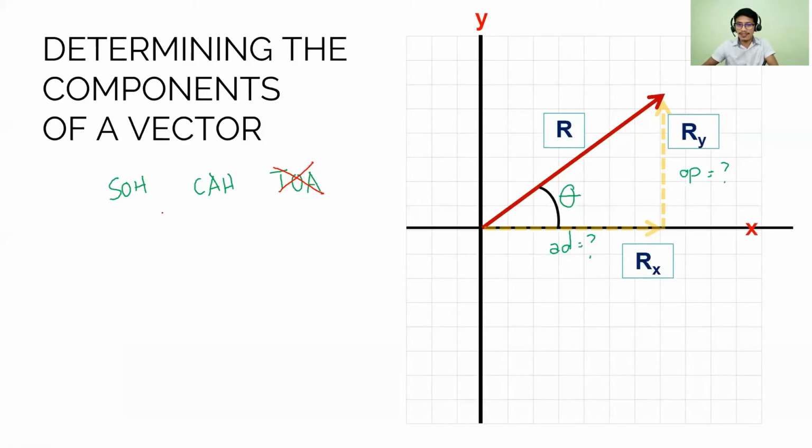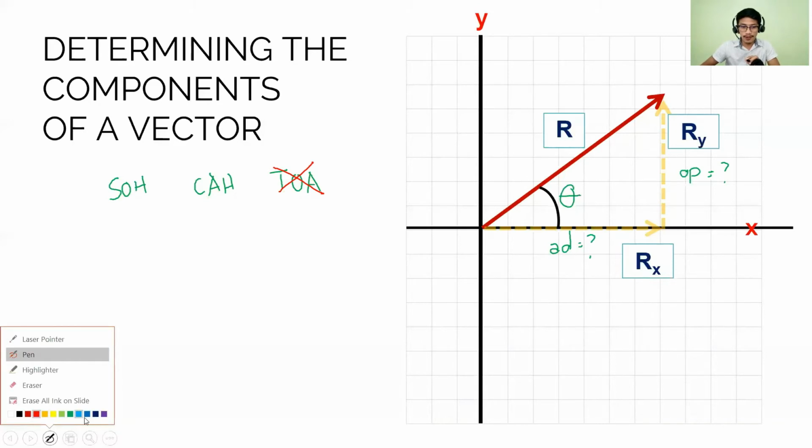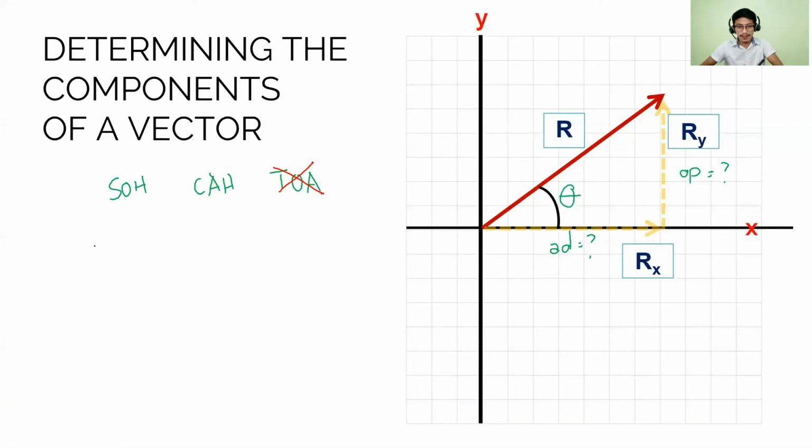So that means we are going to use SOH, and then we will be using also the CAH, or the cosine. So what is SOH? Anong ibig sabihin ng SOH? SOH means sine of an angle. Sine of an angle is equal to the opposite side over the hypotenuse. Whereas CAH is cosine of an angle is equal to the adjacent side divided by the hypotenuse.